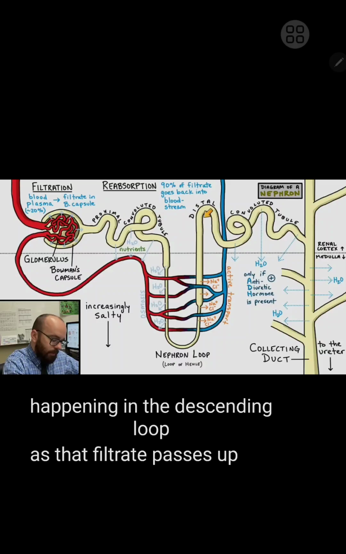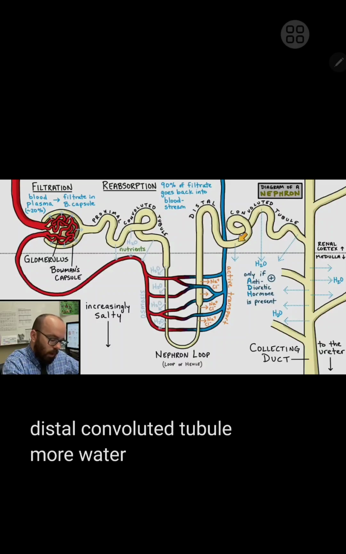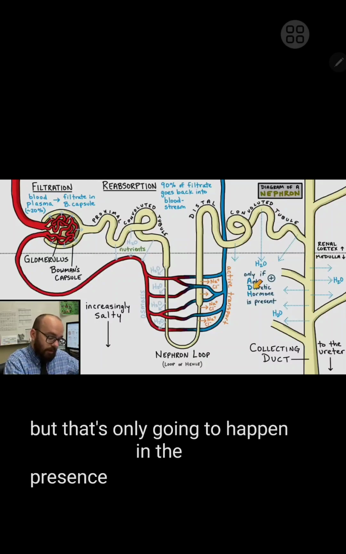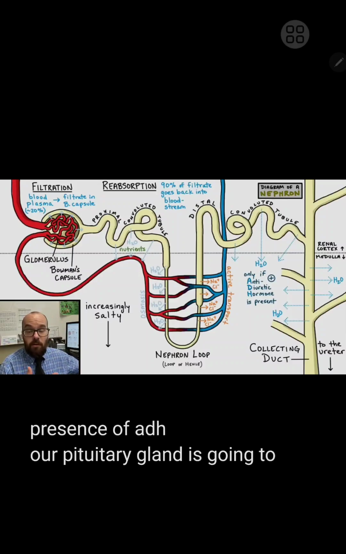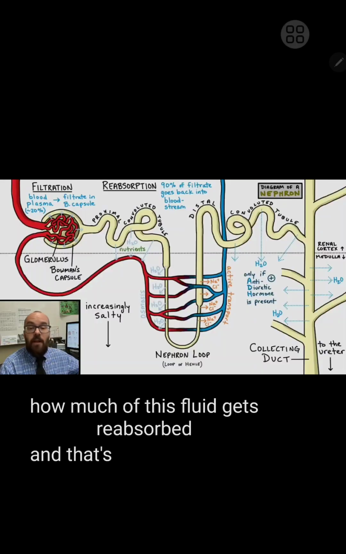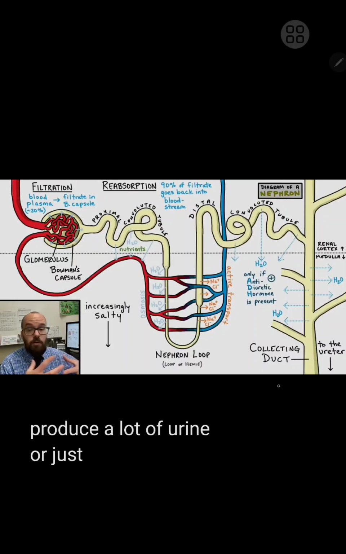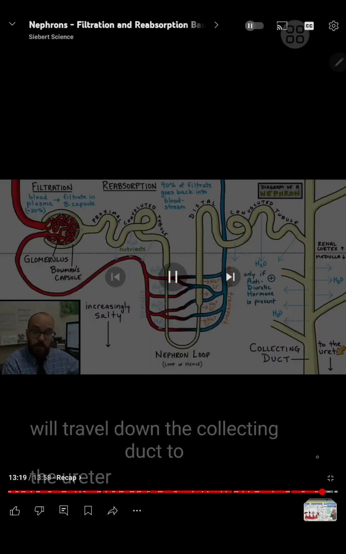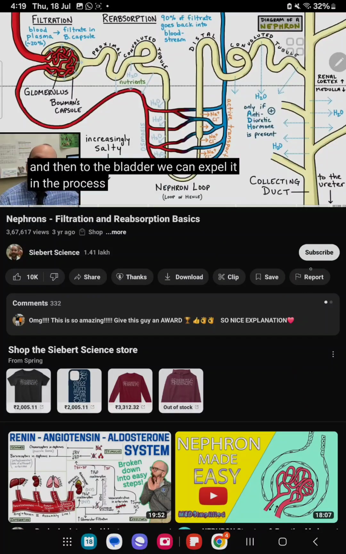As that filtrate passes up into the distal convoluted tubule, more water can be reabsorbed into the bloodstream in the distal convoluted tubule as well as the collecting duct. But that's only going to happen in the presence of ADH. Our pituitary gland is going to release more or less ADH in order to regulate how much of this fluid gets reabsorbed, and that's how we'll regulate whether we produce a lot of urine or just a little bit of urine. Any fluid or waste that doesn't get reabsorbed will travel down the collecting duct to the ureter and then to the bladder. We can expel it in the process of urination.